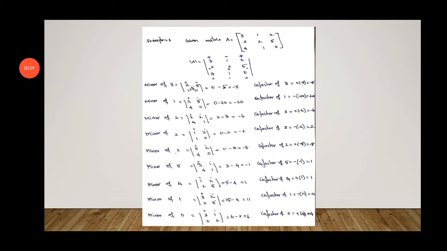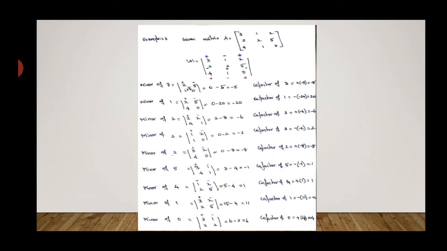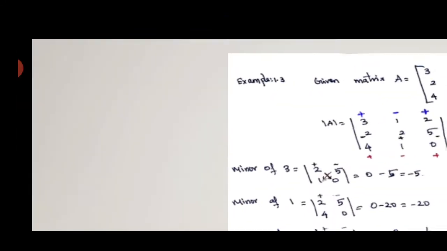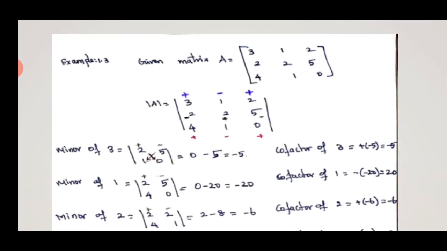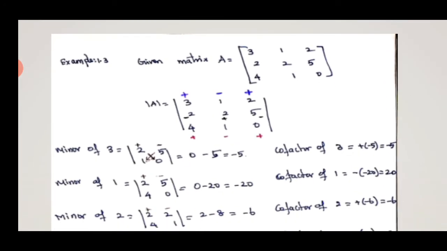And now we are going to learn how to find the minors and cofactors for a 3 by 3 matrix, that is a 3 row 3 column matrix. The given matrix is 3 1 2, 2 2 5, 4 1 0. First, let me take the matrix and put the determinant symbol. So determinant A equals determinant of. Over the first row, I put the signs plus minus plus.